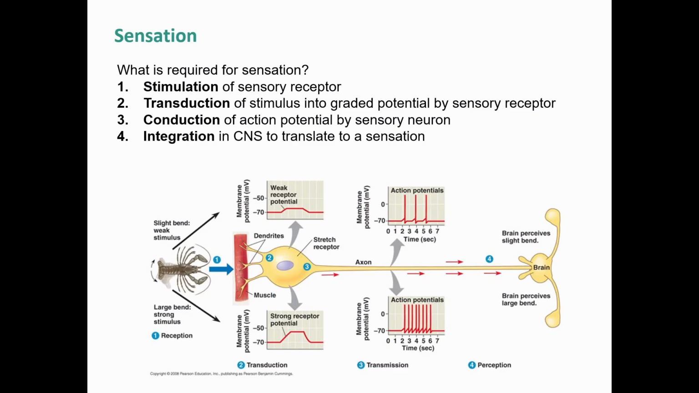Then, if the sensory neuron is triggered, we have conduction of an action potential by that sensory neuron, which carries that signal to the central nervous system for integration, where we can translate that into a sensation and potentially a perception of that original stimulus. So these are all the things that are needed to detect a sensation.